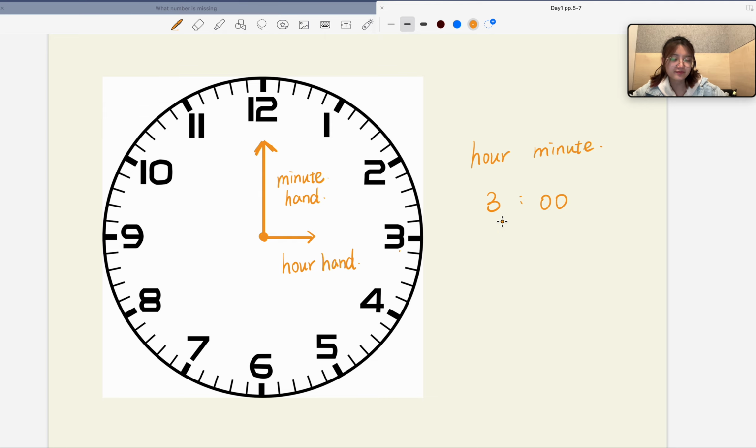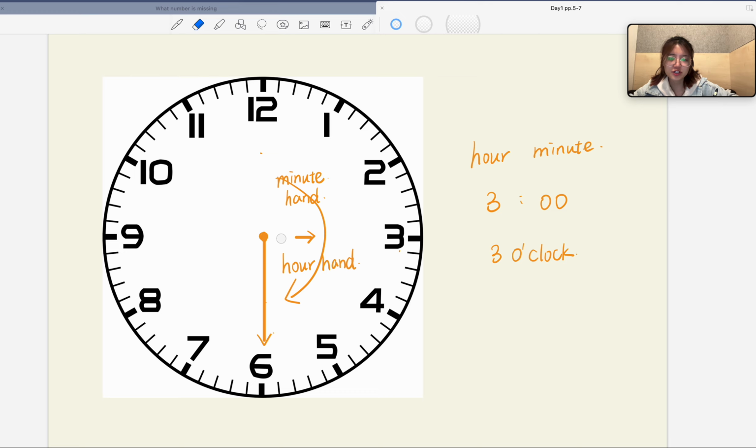How do we read it? It's 3 o'clock. Okay. And also everyone, sometimes the minute hand will be pointing to 6. So at this time, 1 second, can you see? The minute hand has traveled from 12 to 6. So the traveled part will be half of the whole clock, half of the circle, right? So we will see now the time.